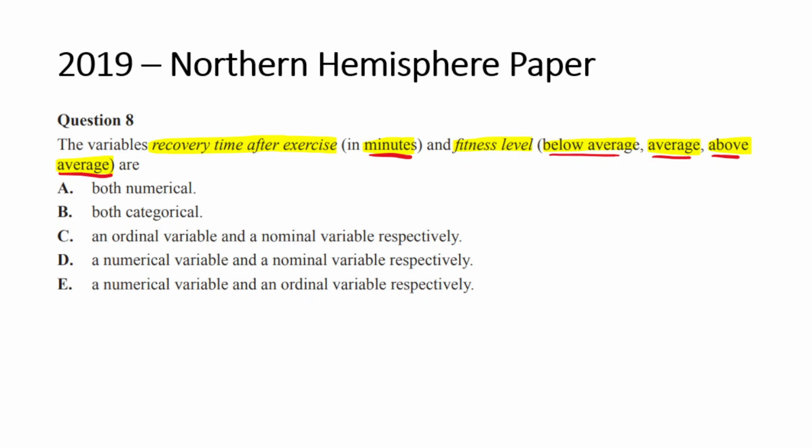So the only thing we need to decide now is whether fitness level is nominal or ordinal. And we can say straight away it's going to be ordinal because below average is listed before average, which is listed before above average. There is an implied order. So we have a numerical variable and an ordinal variable respectively. That is option E or answer E. It's very similar to the first question we saw.